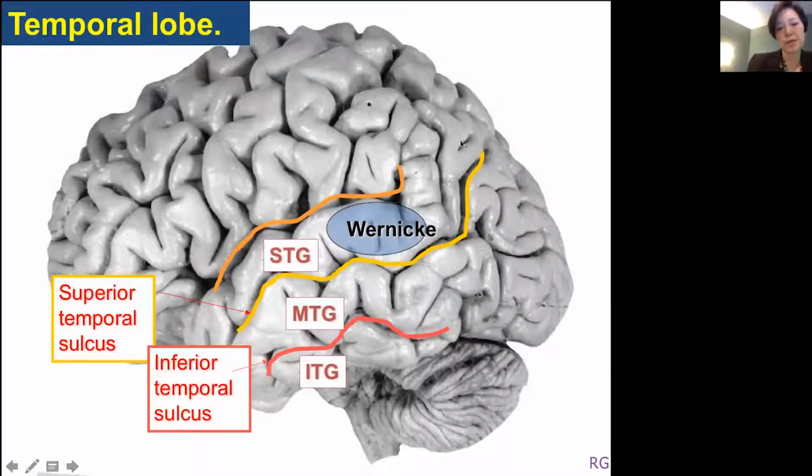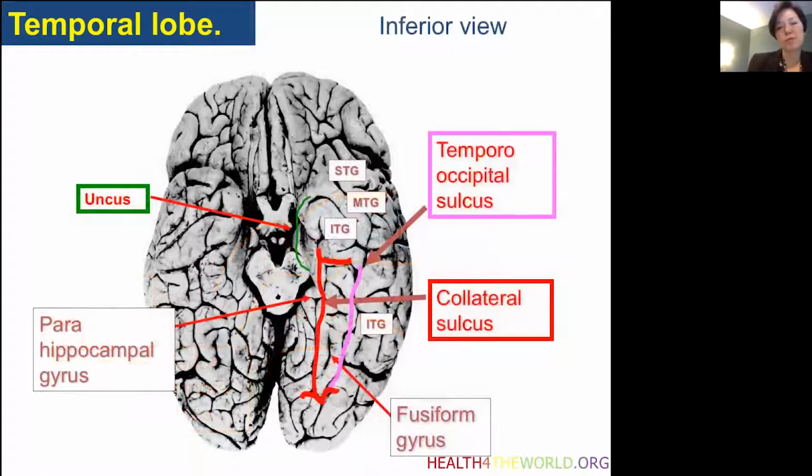The temporal lobe is underneath the Sylvian fissure. So if you look laterally, you have 3 gyri parallel to it: superior, middle, and inferior temporal gyri, divided by the superior temporal sulcus and inferior temporal sulcus. That looks pretty easy, right? But the temporal lobe has a more inferior orientation, it's kind of circling around.